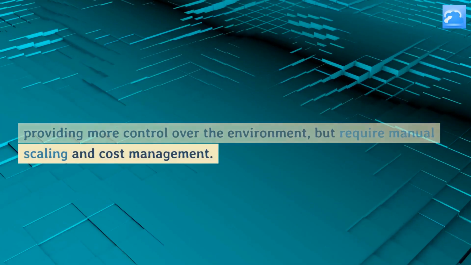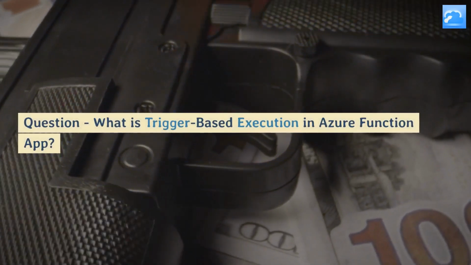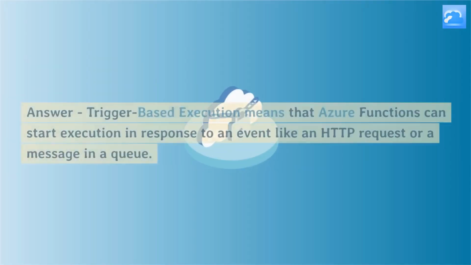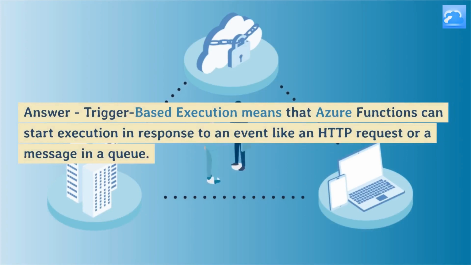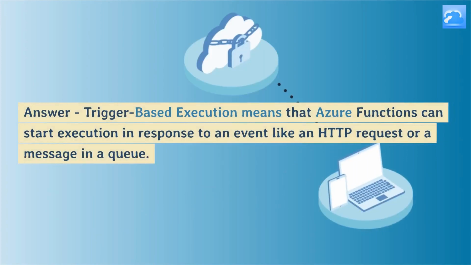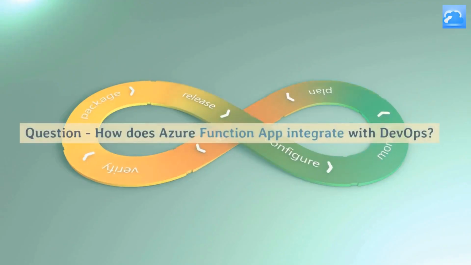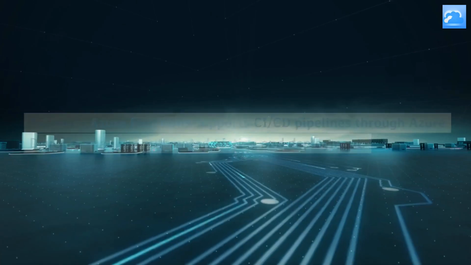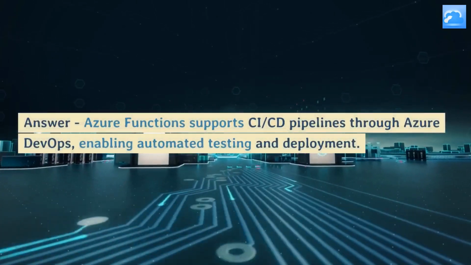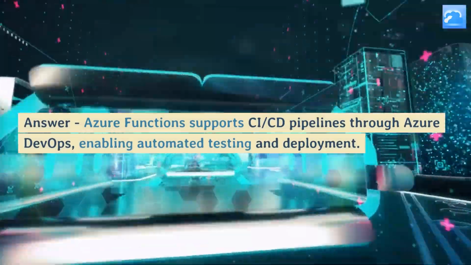scaling and cost management. Question: what is trigger-based execution in Azure Function App? Answer: trigger-based execution means that Azure Functions can start execution in response to an event like an HTTP request or a message in a queue. Question: how does Azure Function App integrate with DevOps? Answer: Azure Functions supports CI/CD pipelines through Azure DevOps, enabling automated testing and deployment.